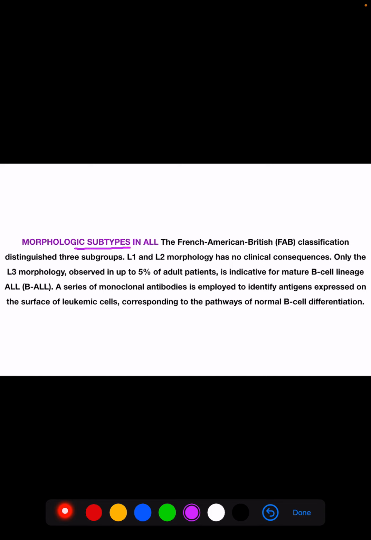Morphological subtypes in ALL. The FAB classification, the French, American, British classification, distinguishes 3 subgroups. L1 and L2 morphology have no clinical significance. Only the L3 morphology is observed in 5% of adult patients. If there is an L3 morphology, this is indicative of mature B cell lineage ALL.